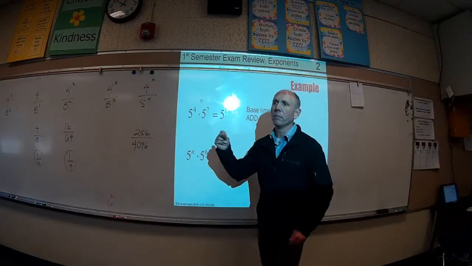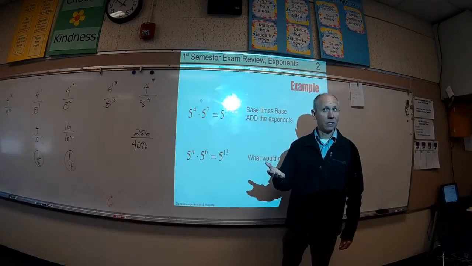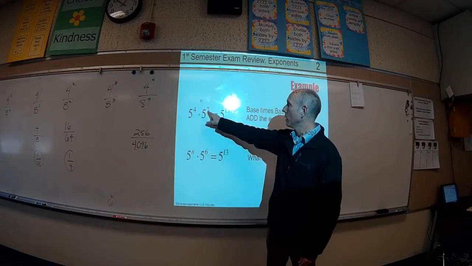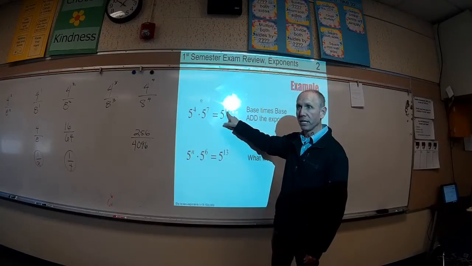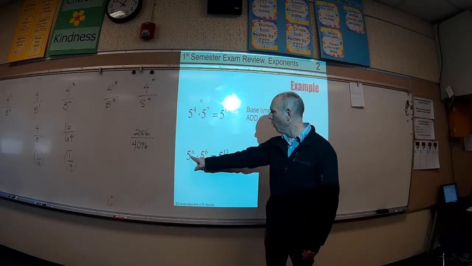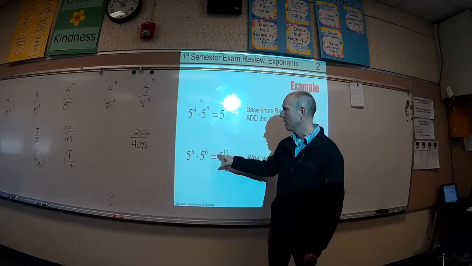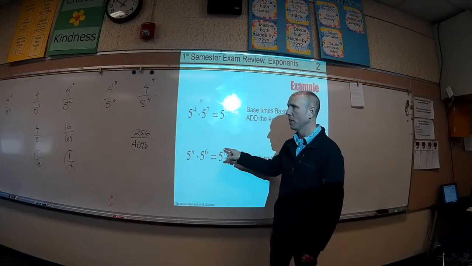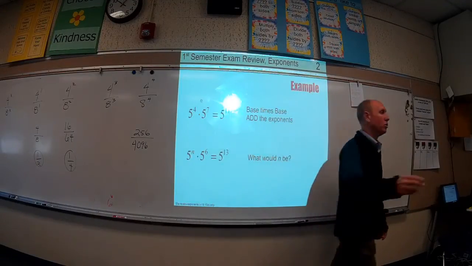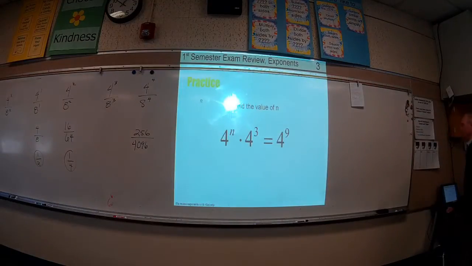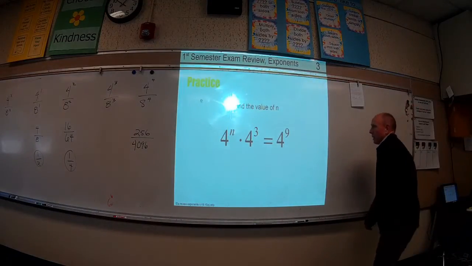So right here, remind me, base, add. 4 plus 7 is 11. Plus 6 is 13. 7 plus 6 is 13. So I'm finding that missing number. You do it on slide number 3.